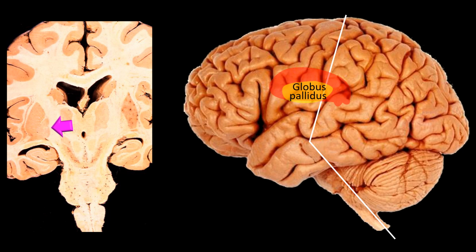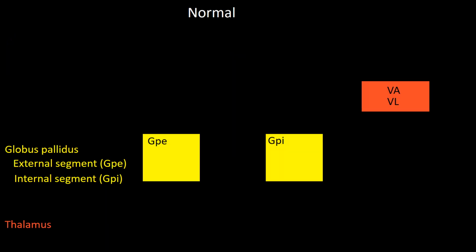Notice that the globus pallidus has two parts, the pars externa and the pars interna. Hence, I will add the globus pallidus in the basic figure as two yellow structures, one representing the external, which I have labeled GPE, and the second one, the internal segment of the globus pallidus, which I have labeled GPI.